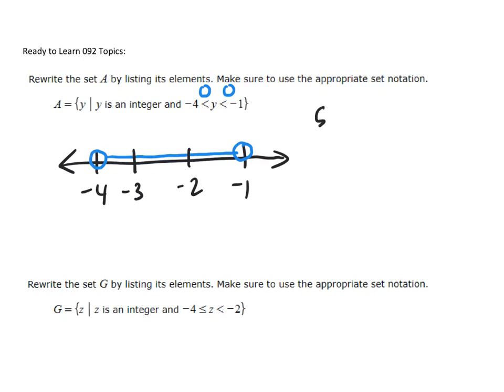Okay, so for the set notation, we would not write -4 because -4 is not included. We will write -3 and we will write -2. And that's what it's asking you for.